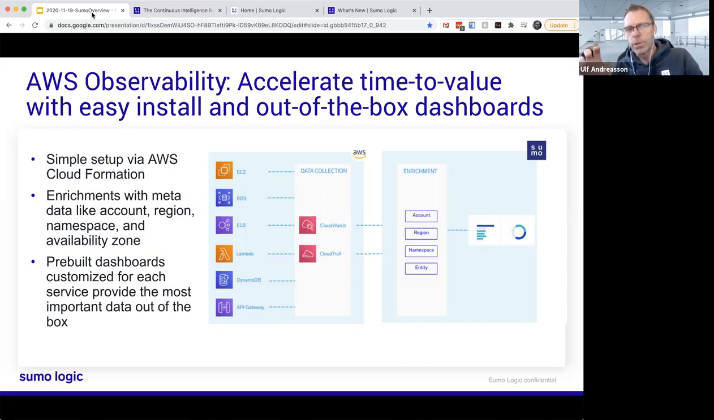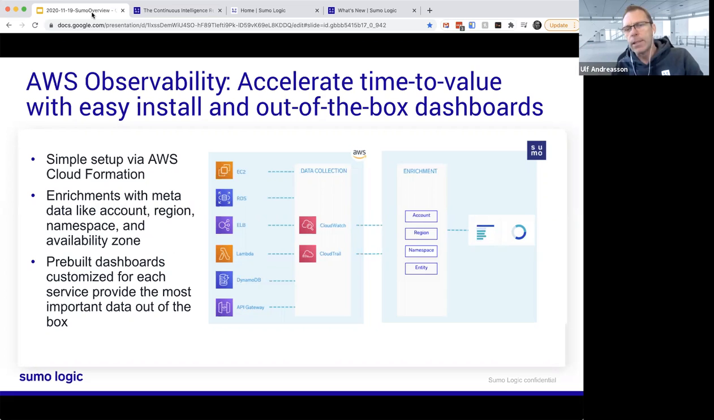This is all automated within one CloudFormation template. And it still gives you the flexibility that if you're already collecting some of that data into an S3 bucket, we can just use that instead. So it's very simple to get going.